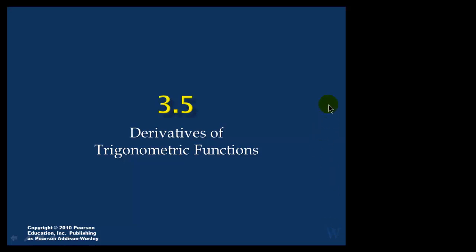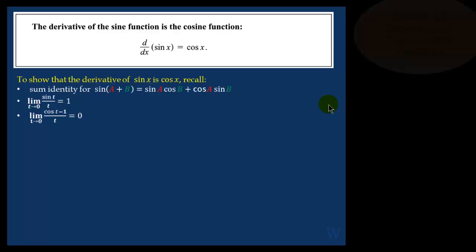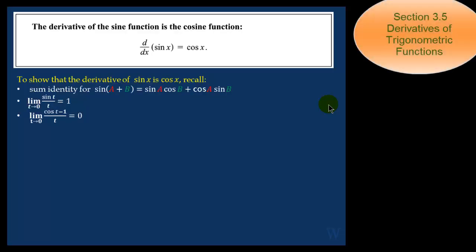Section 3.5 Derivatives of Trigonometric Functions. Let's start by taking the derivative of the sine function. It turns out that the derivative of the sine function is equal to the cosine function. How do we show this?